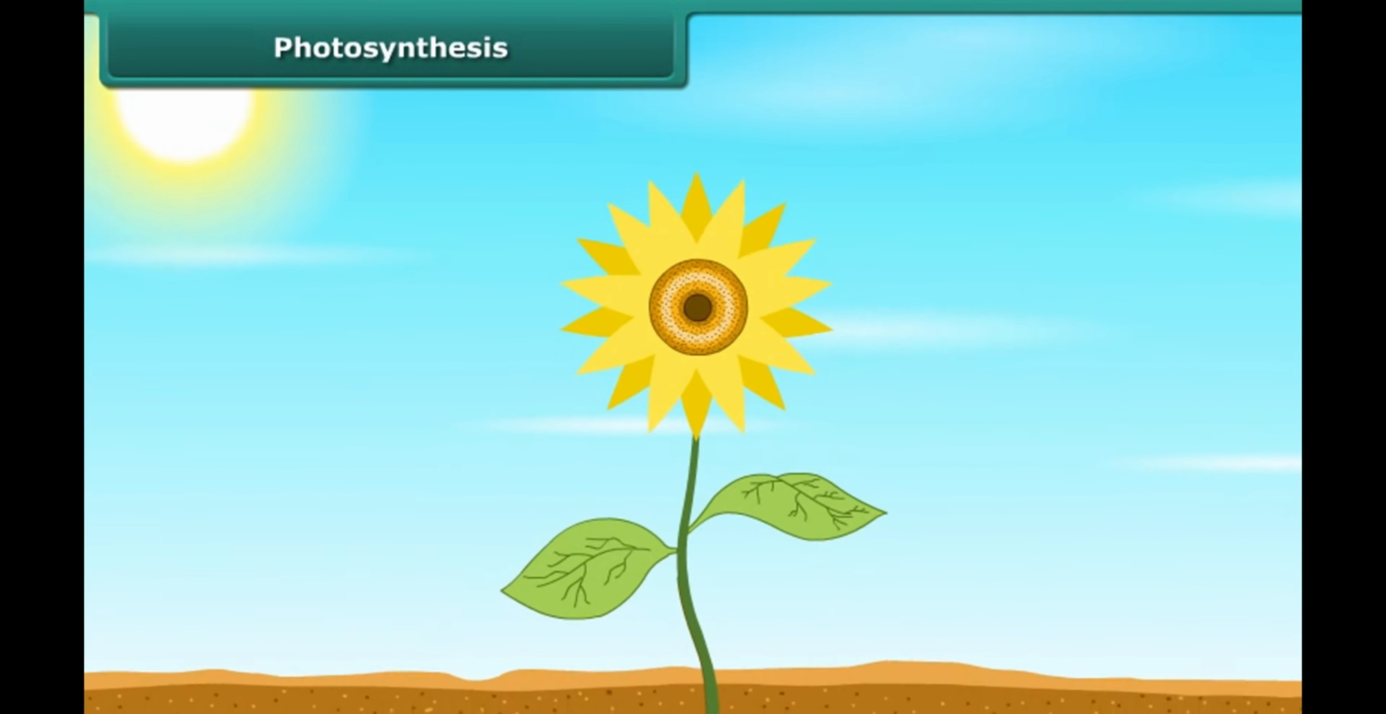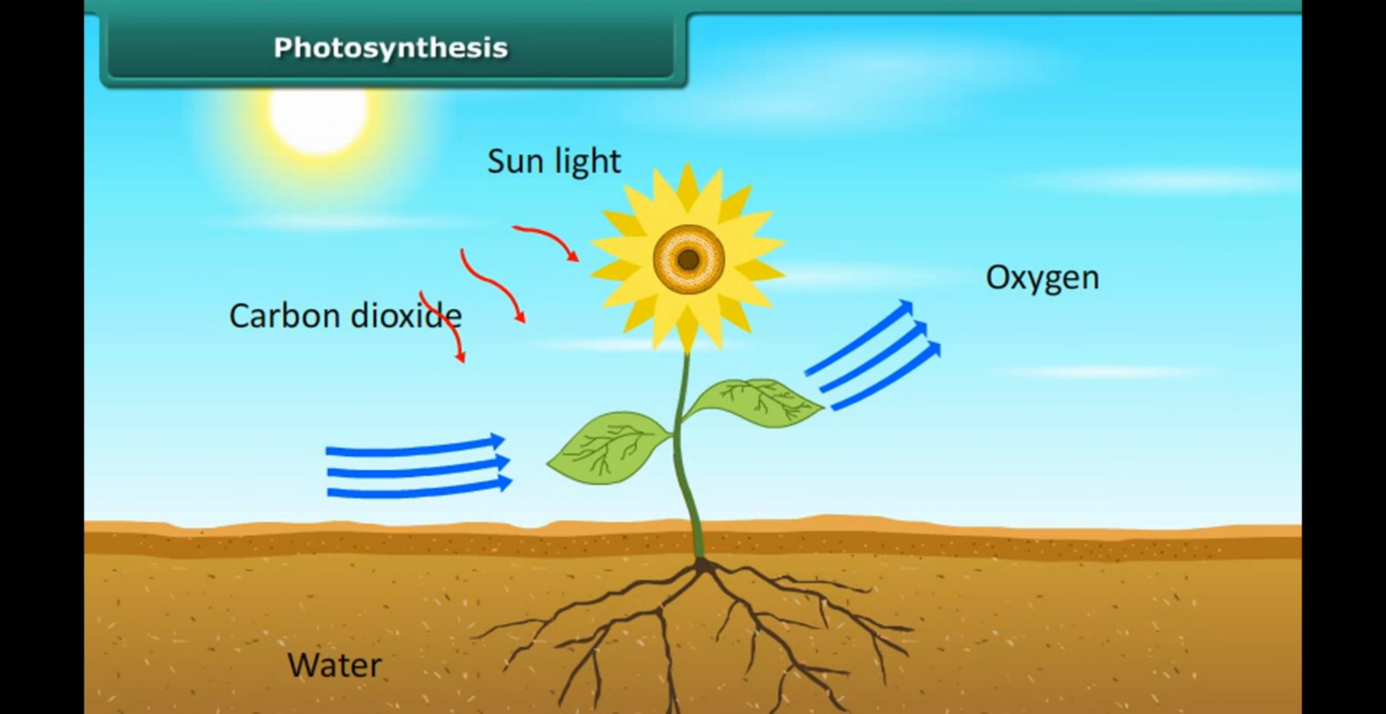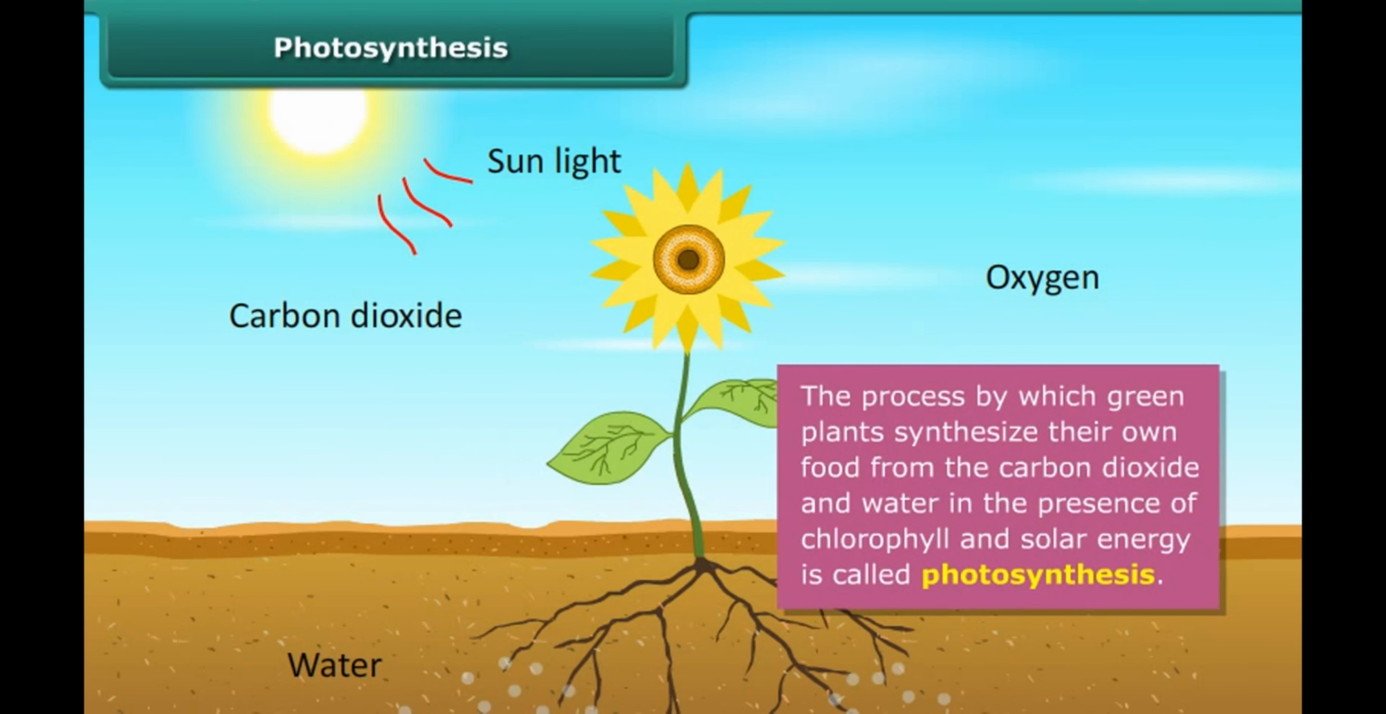As we know that green plants synthesize their own food. But do you also know how they synthesize their own food? Actually, green plants make their own food by the process of photosynthesis. Photosynthesis is a process by which green plants synthesize their own food from the carbon dioxide and water in the presence of chlorophyll and solar energy.